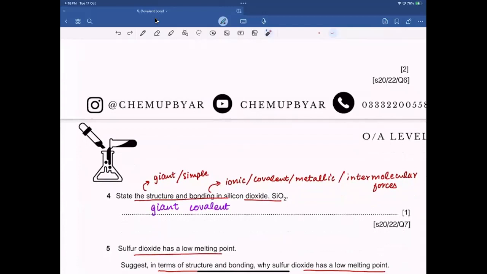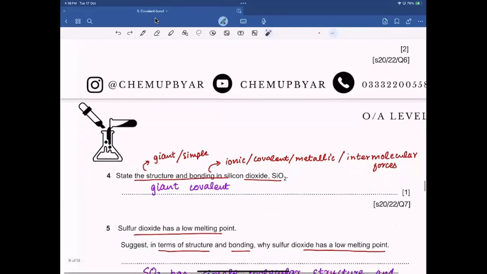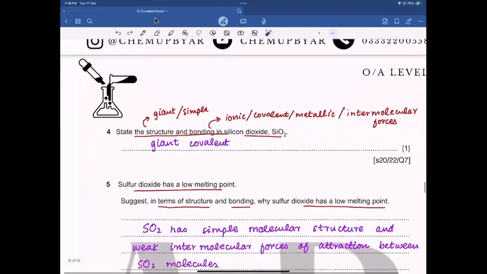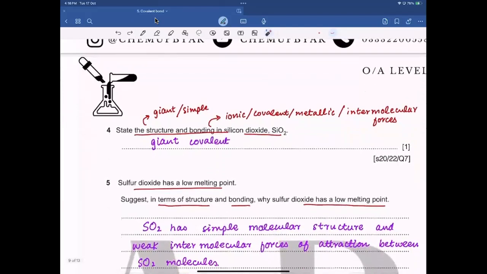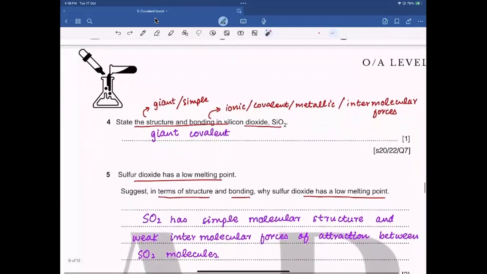Now how will we answer question number 5? They have told you that it has a low melting point. So which structures have a low melting point, giant or simple? Simple. So in terms of structure, we will write simple molecular, simple covalent molecule, and for bonding we will write weak intermolecular forces between the molecules. Is this understandable? Yes, sir.